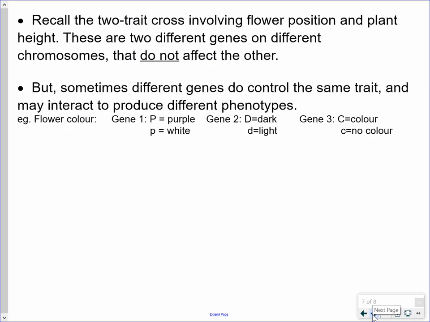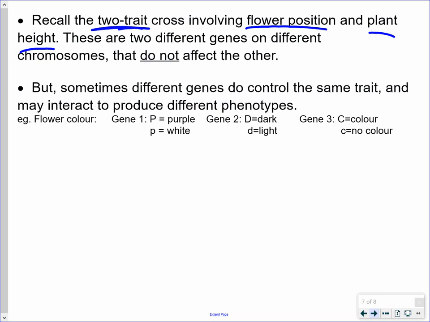So just as a reminder, with the two trait crosses, the ones that we talked about that Gregor Mendel would have done, for example, taking a look at the flower position, terminal or axial, and the plant height, either tall or short, these ones here are on different chromosomes. And not only that, they don't affect each other. So the flower position has no influence whatsoever on the height of the plant and vice versa. These traits, these genes do not affect each other. But sometimes the genes do.